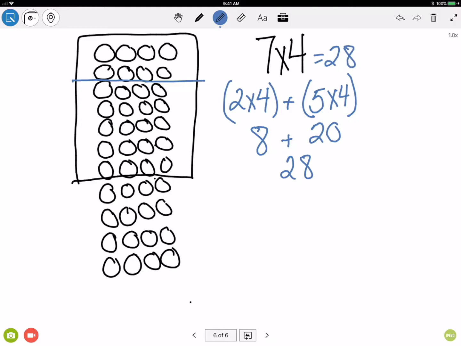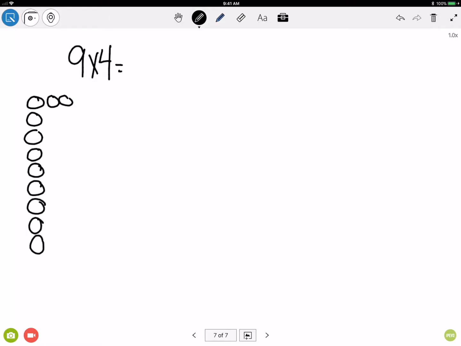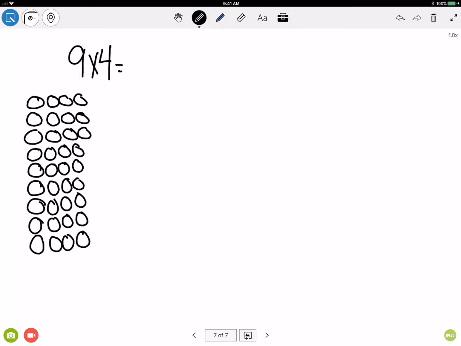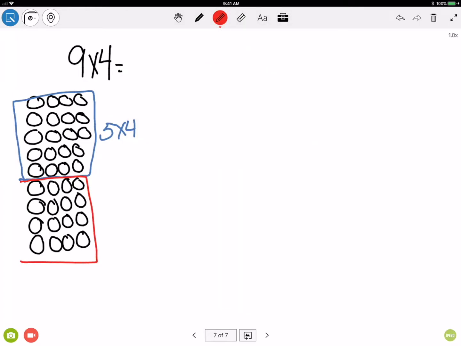So let's try one where you are the one doing the math. Let's try 9 times 4. The first thing that we need to do is think about how can we divide 9 times 4. So if we had our array and we had 9 rows, 8, 9, how can we divide this up into pieces that are easier for us? I think 5s are really easy. So I'm going to say 1, 2, 3, 4, 5. That's going to be one chunk. So that would be 5 times 4. And then what we'd have left is 4 times 4.